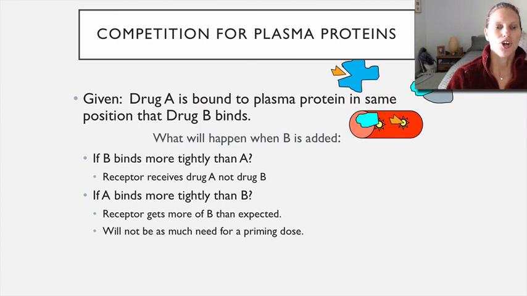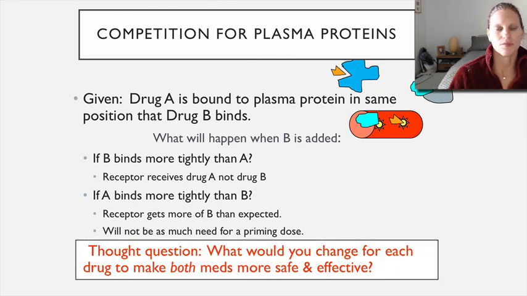So think about that, right? Think about how you would change each drug to make both drugs more safe and effective. I'm anticipating somebody putting something on the discussion board or asking me a question about this in class, so we'll talk more about it then.